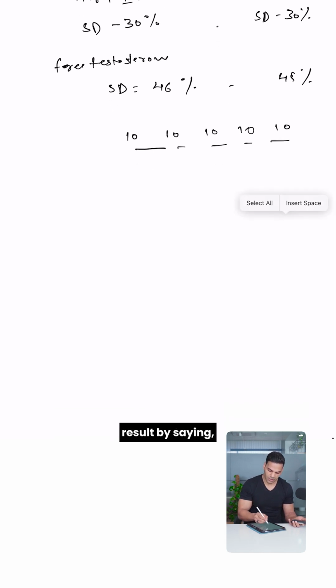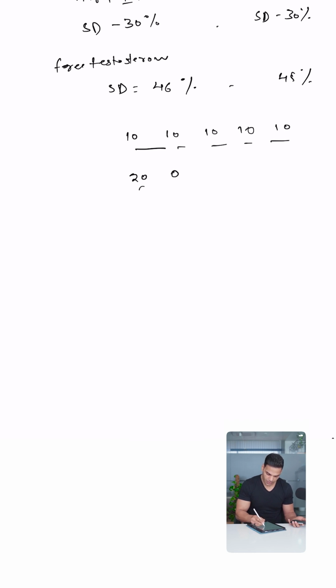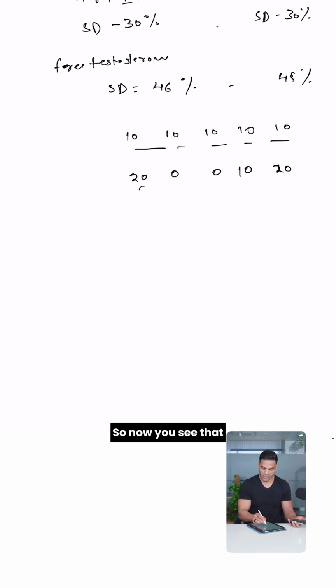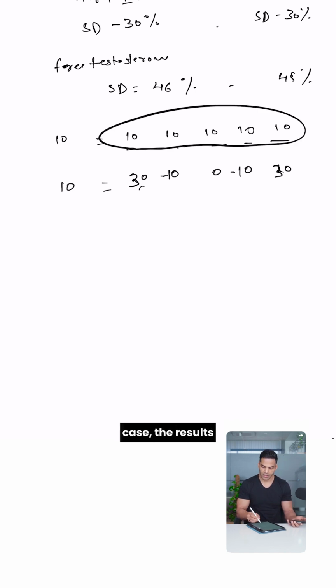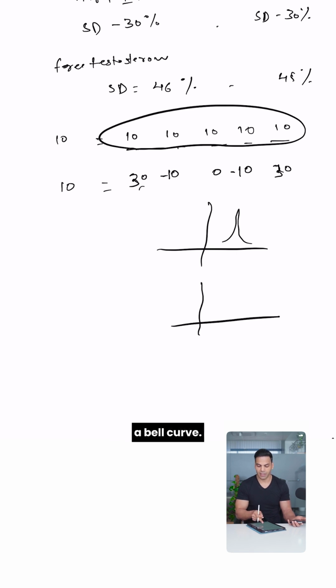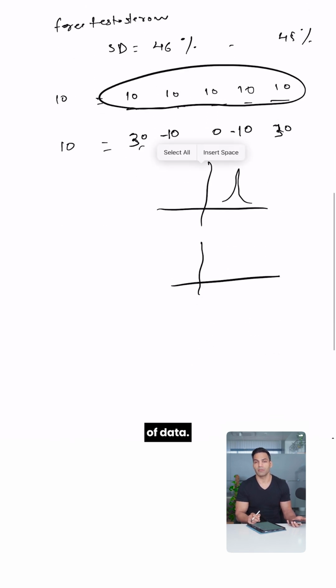But I can skew this result by saying, let's say this is 20, this is 0, this is 0, this is 0, and this is, let's make this 10. Now you see that two people actually got 0. Now I can make it even worse. I can make it minus 10, and I can make it 30. I can make this also minus 10, and this also 30. In both cases, the mean is going to be 10. But in the first case, the results are uniformly distributed and we get a perfect bell curve. In the second case, you're not getting a bell curve. This is basically manipulation of data.